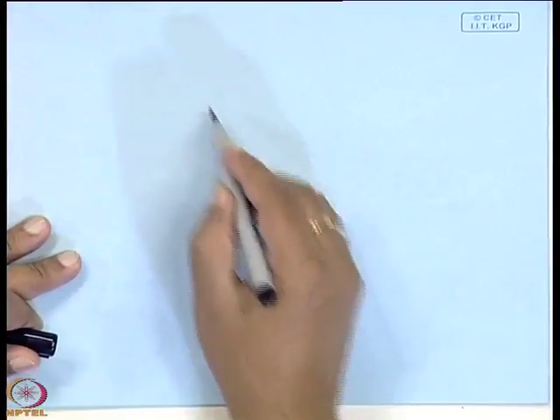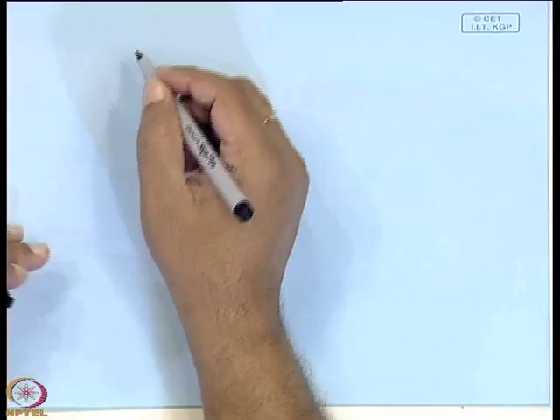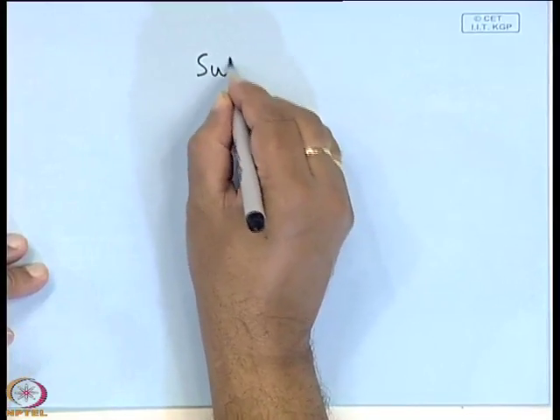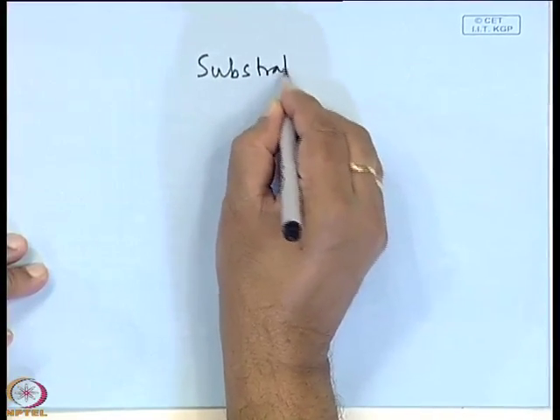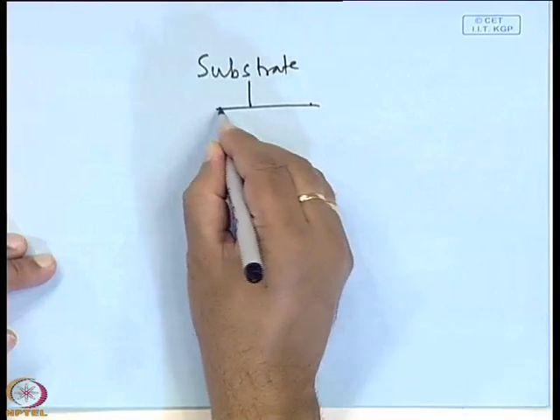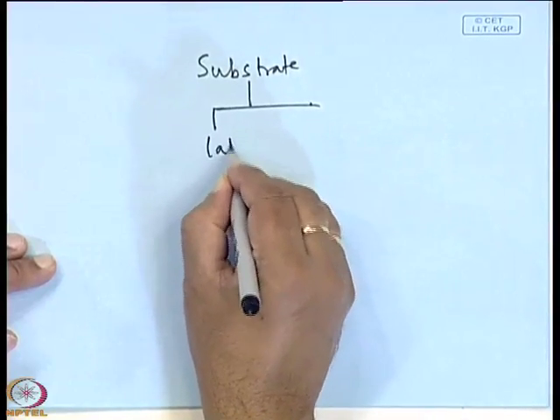Now, one thing we shall discuss is the substrate, the effect of substrate, that is very important. You see that the effect of substrate is very important, that for epitaxy you have to use a lattice matching substrate.